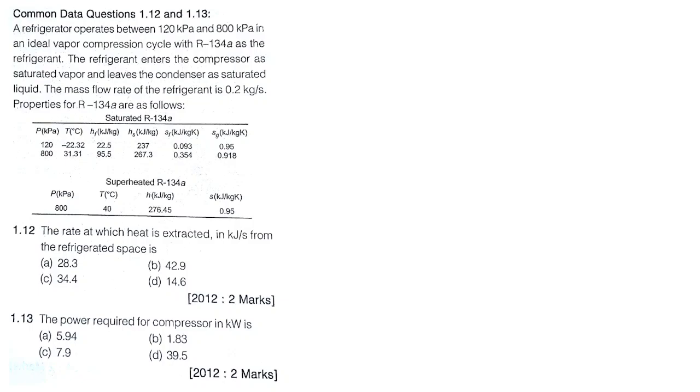So for the first problem, it would be 28.3. Okay. Second: here the refrigerator operates between this and this, an ideal vapor compression cycle. Refrigerant enters the compressor as a saturated vapor. Power required is 39.5. Anyone getting the same? Yes. Okay.